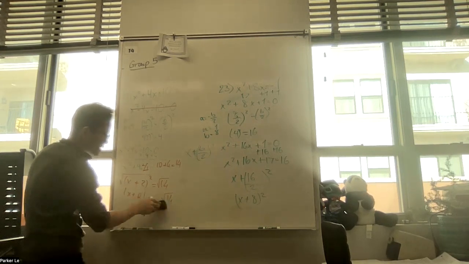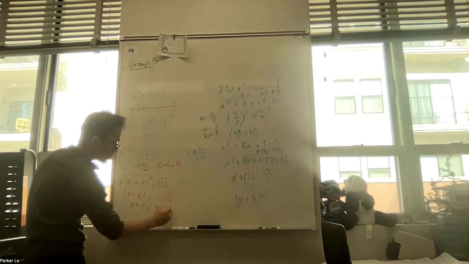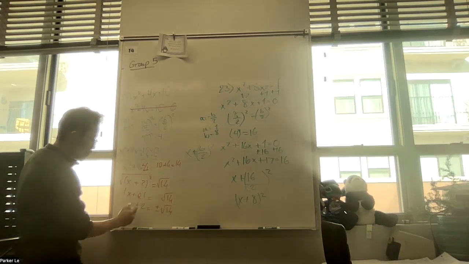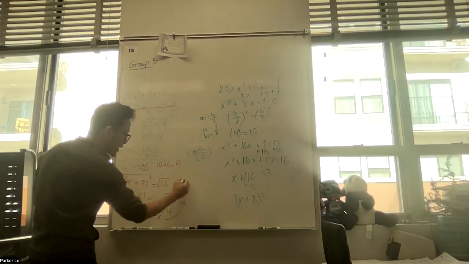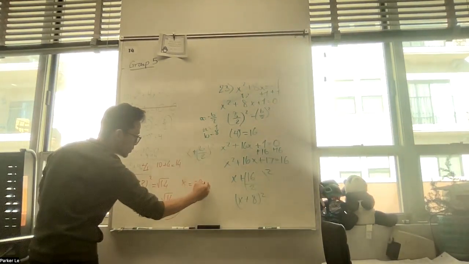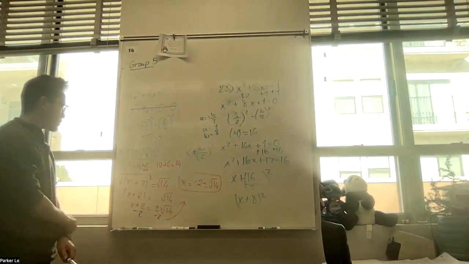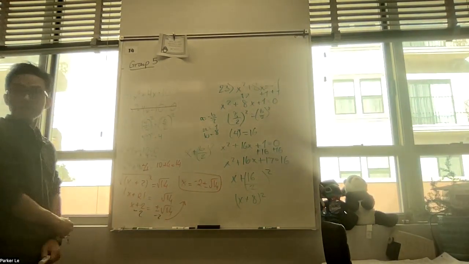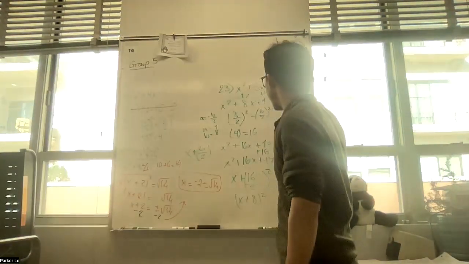Oh, not yet. After we take out the absolute value, now we have plus minus. Now minus 2 on both sides because this is x plus 2. So I move it over here. X equal to negative 2 plus minus square root of 14. Yes? Any questions? Right, okay. This one.